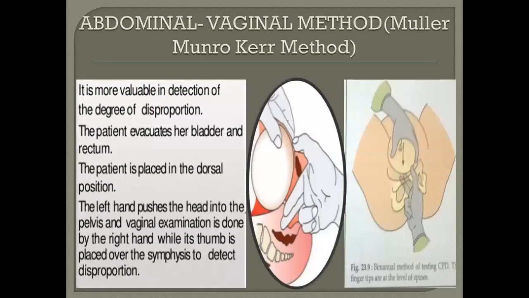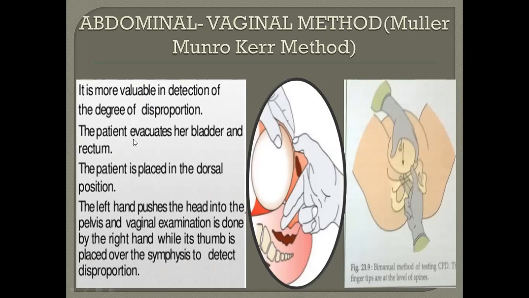Now, next is the abdominovaginal method, that is the Muller-Munro-Kerr method. It is a most important thing. Initially we studied the abdominal method, that is Pinard's method. Then next is the abdominovaginal method. As you know, abdominal as well as vaginal, both bimanual. This method was first introduced by Muller, Munro Kerr, so it is known as the Muller-Munro-Kerr method. This is the most valuable procedure to detect the degree of disproportion.